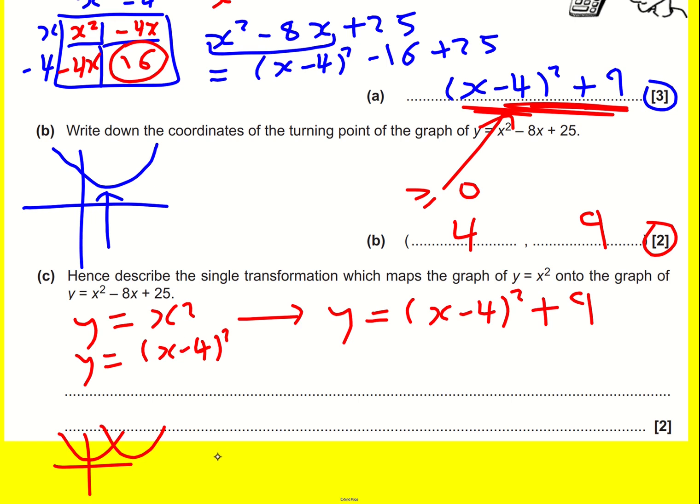But if I was to do y equals x squared plus 9, then in fact, that would also be a positive translation because it would jump up by 9. Whatever my y value was, I'm going to add 9 to it. So this is also a positive translation.